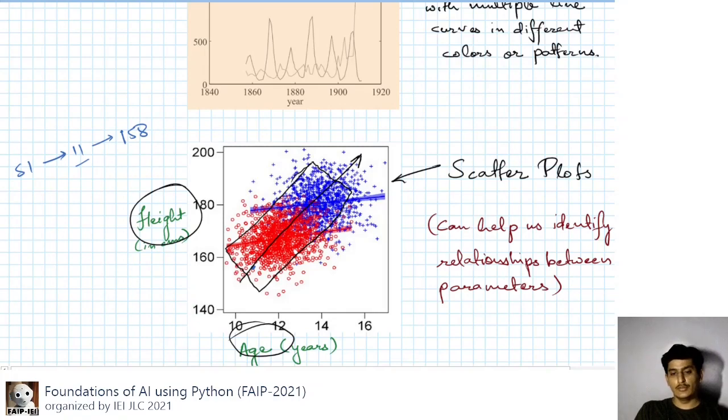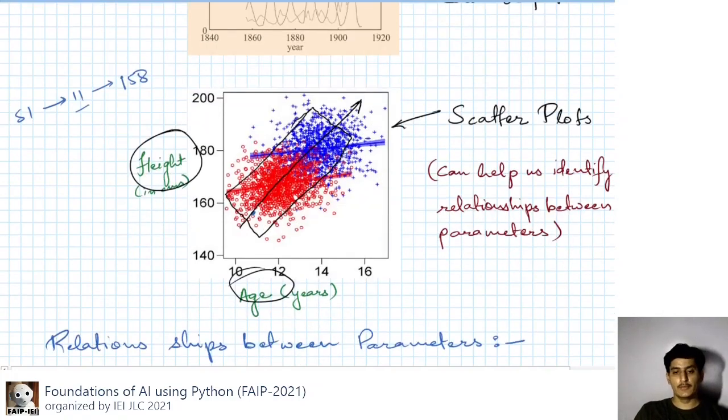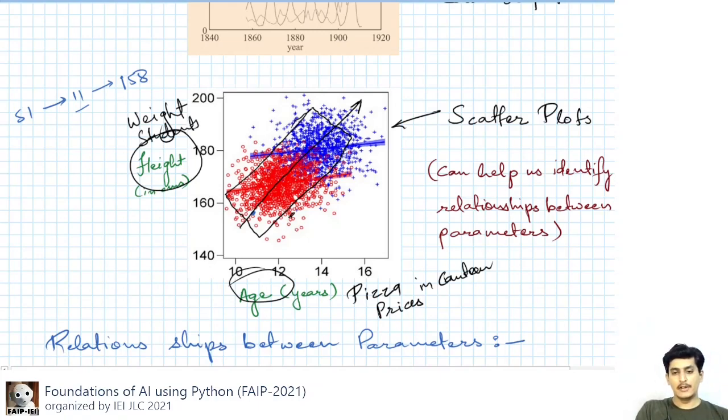Sir, what is there to analyze on this? But let's say these two parameters are more complicated parameters. For example, let's say you are trying to study two parameters. Let's say on one scale you have pizza prices in canteen. Okay. And on another scale you have weight of students. And let's say the curve gets drawn like this, so what would this represent?